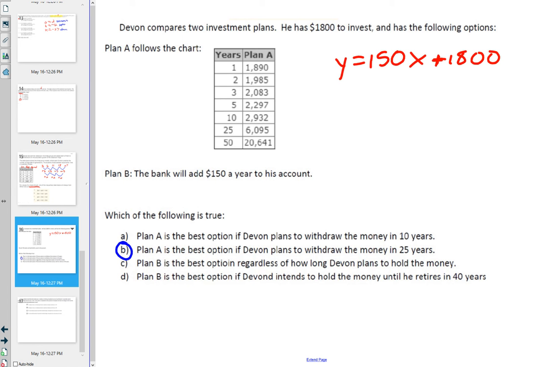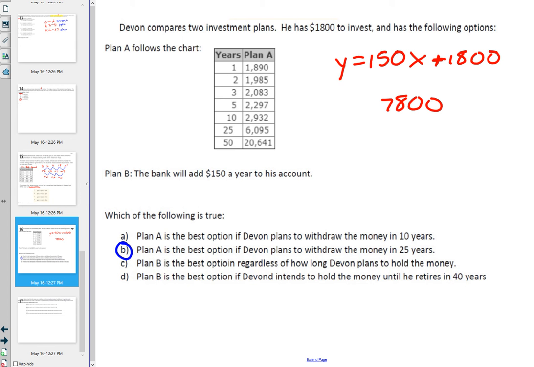Plan B is the best option if Devin intends to hold the money in 40 years. Well, that doesn't appear to be the case because it looks like they just had a cross. Before Plan A was worse, now Plan A is better. That doesn't appear to be the case, but let's double check. If you plug in a 40, it's going to give you $7,800 in 40 years?